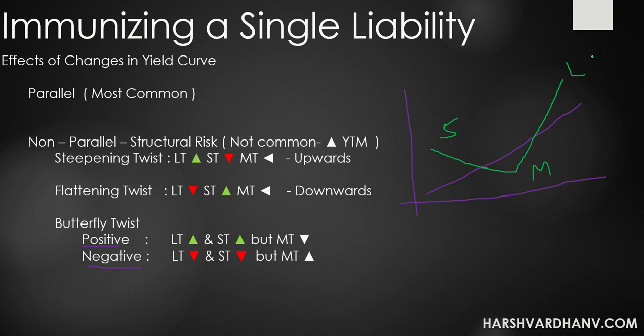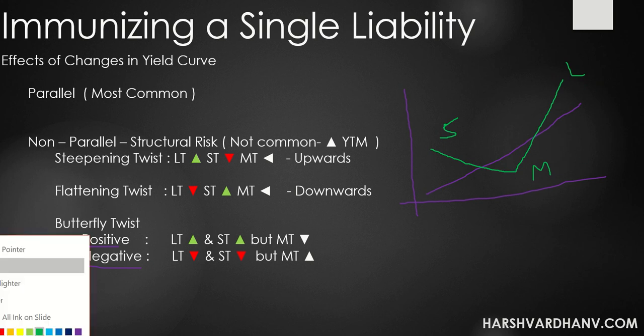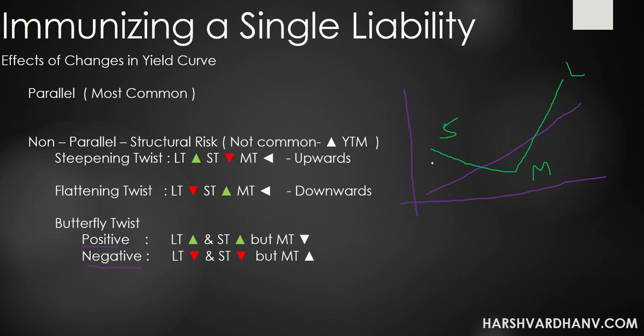Your liabilities over here will lose their value, which is beneficial for you, but your assets will also lose value because your interest rates are increasing. Here the interest rates are going down, again this is increasing, so you'll have to handle a mismatch. What is a negative butterfly effect? It is simple. It will be the opposite, obviously. Long term goes down, short term goes down, and medium term goes up.